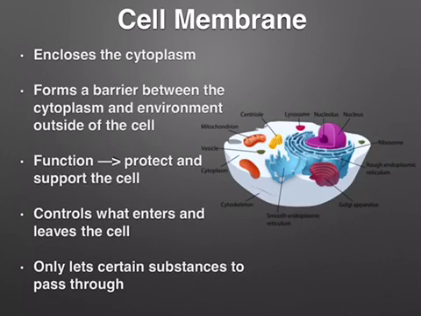It forms that barrier between the inside of the cell and the outside of the cell. Remember, when we see the word function, it tells you the job of that organelle. And so the job of the cell membrane is to protect and support the cell. It also controls what leaves and enters the cell, and it will only let certain substances pass through, and that's part of the protect part of its jobs. It only lets the good things in and the bad things out.